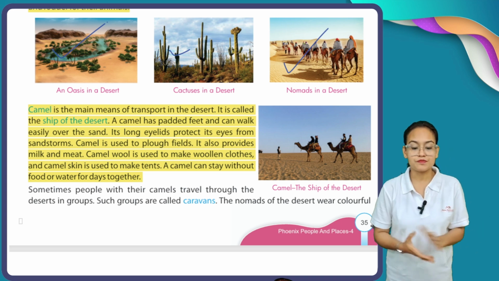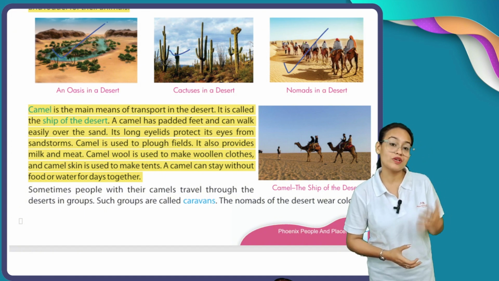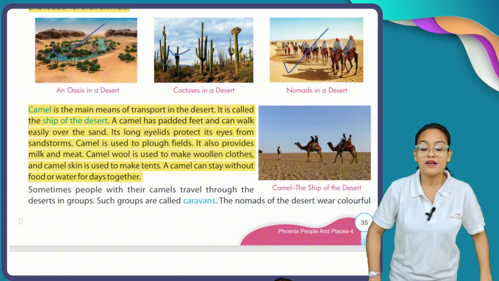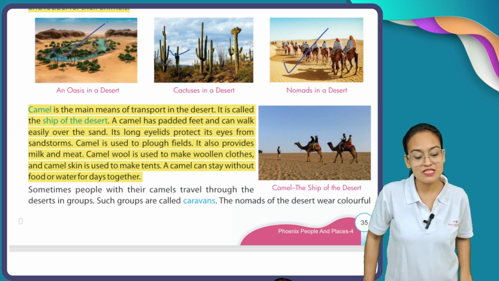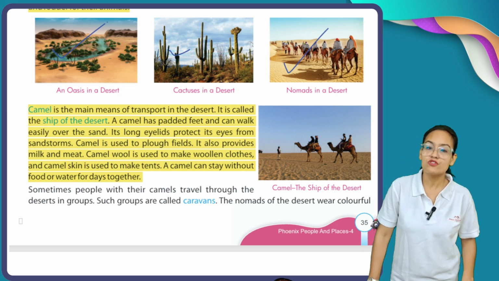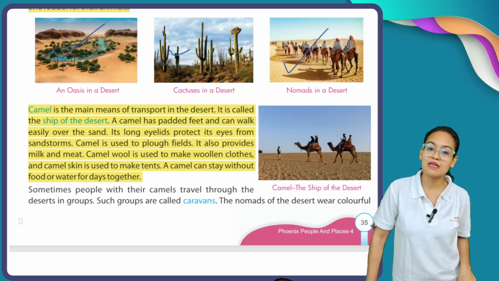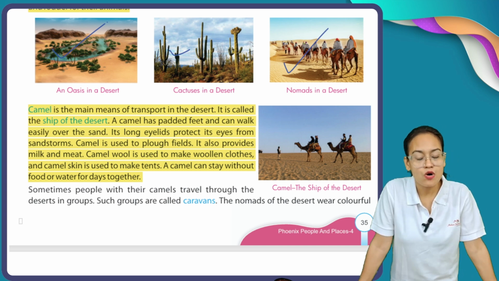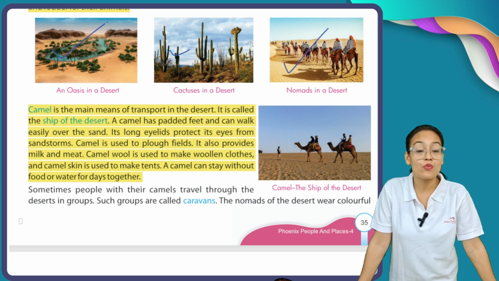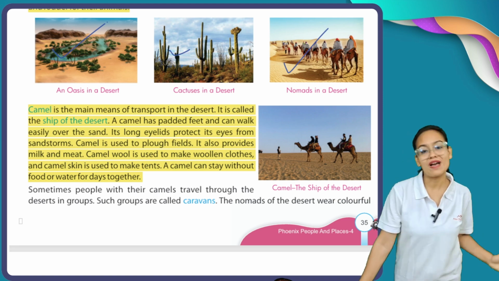Now, camel wool, the wool which we get from camel, is used for making woolen clothes. And camel skin is used for making tents by the people who live in desert areas. And camel can live without water and food for many days.